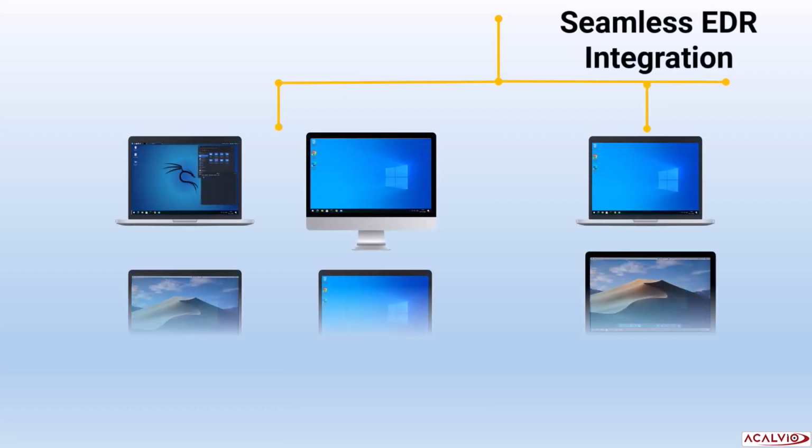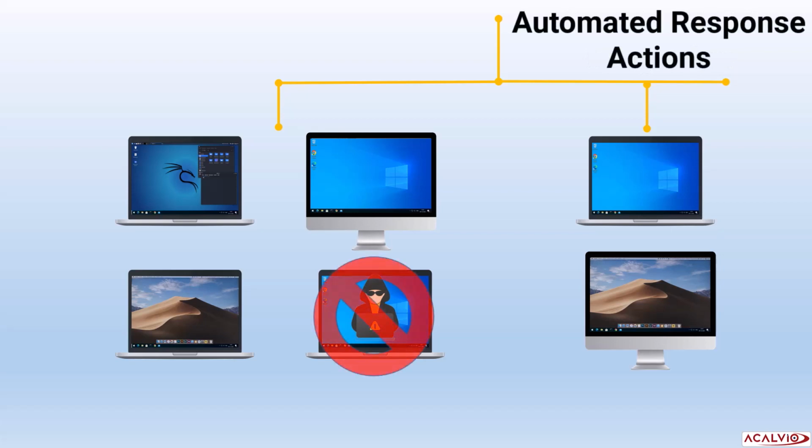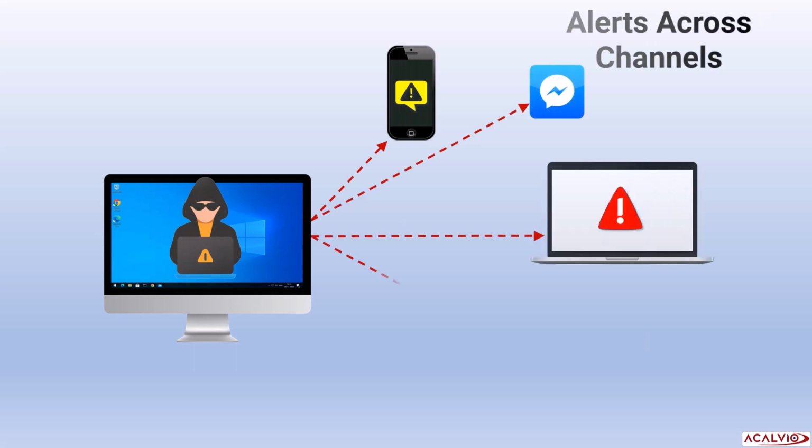Seamlessly integrating across several EDR solutions, ShadowPlex automates response actions such as blocking identity account access and quarantining an endpoint. Response teams also receive alerts over several channels.